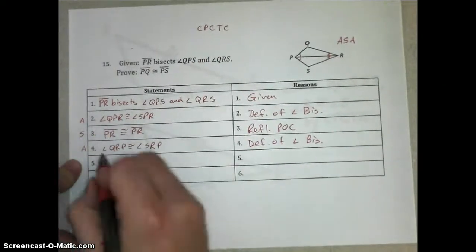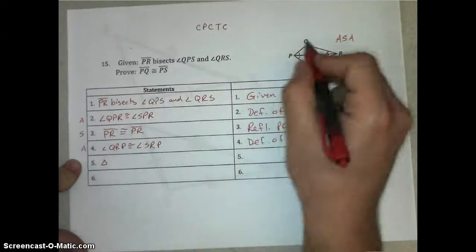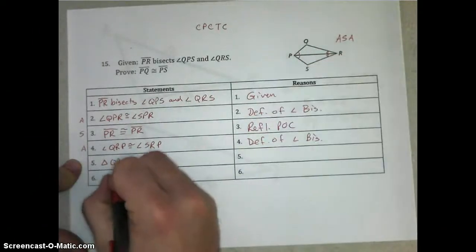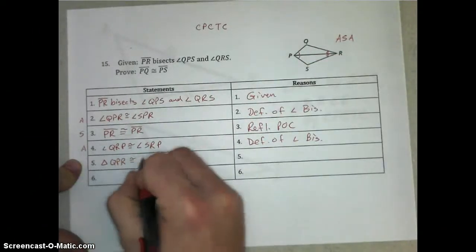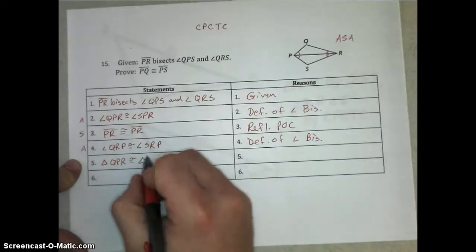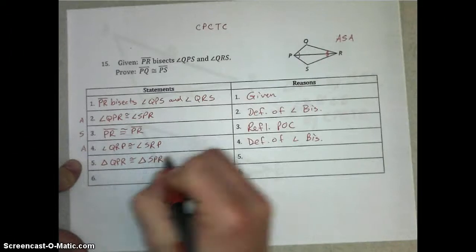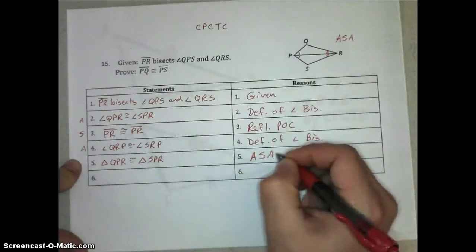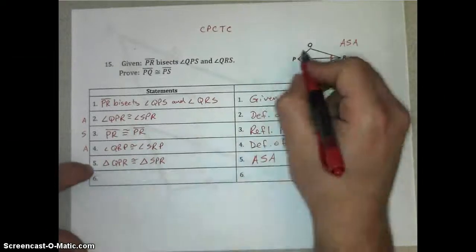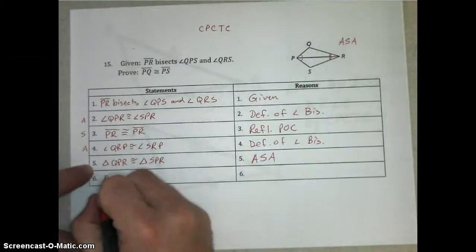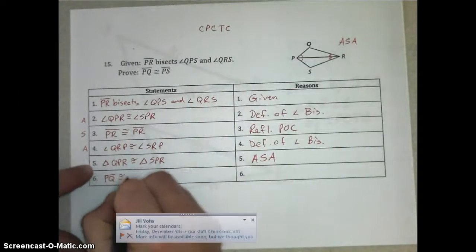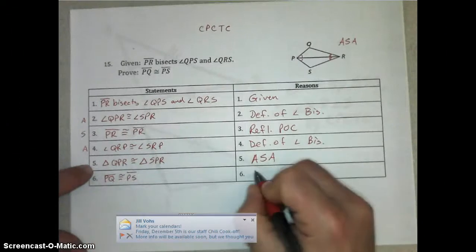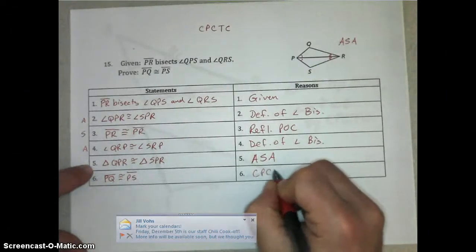Because of these three steps, we can say that triangle QPR is congruent to triangle SPR by angle, side, angle. And since the triangles are congruent, their corresponding parts are congruent. So I can say PQ is congruent to PS, and the reason is CPCTC.